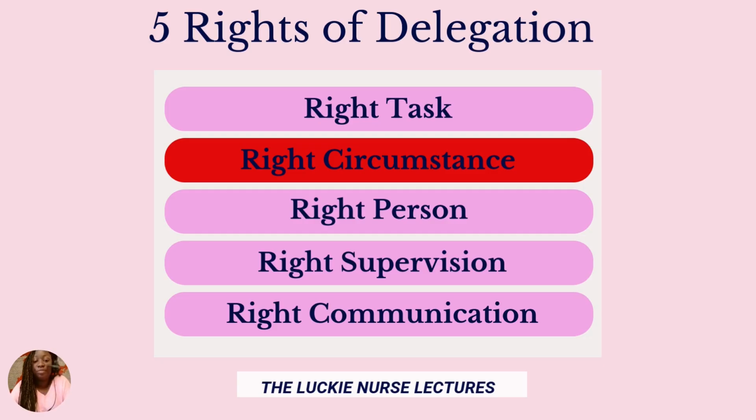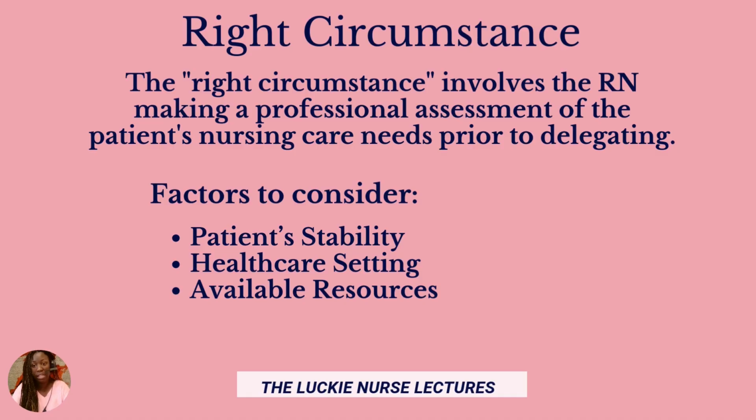So now we're going to talk over the right circumstance. Before a task can be delegated, the nurse first has to assess the situation and ensure that it is the right circumstance. So now when it comes to right circumstance, the right circumstance involves the RN making a professional assessment of the patient's nursing care needs prior to delegating. So, in order for the RN to determine the right circumstance, they must first assess the patient's nursing care needs.